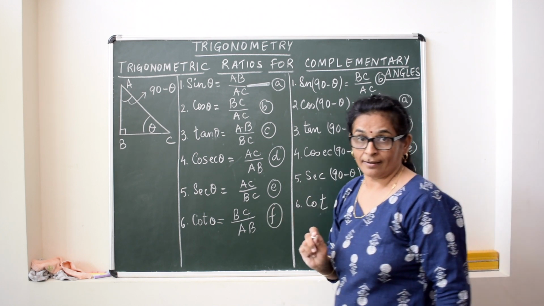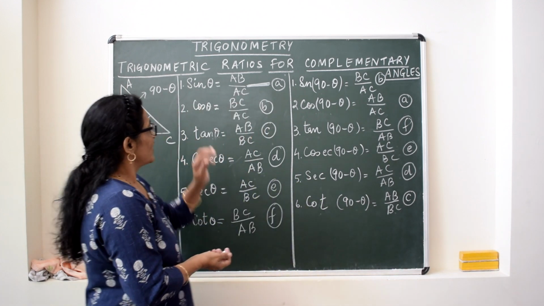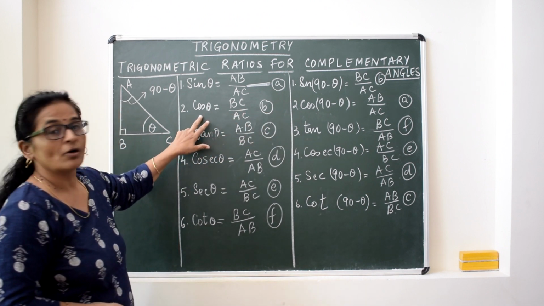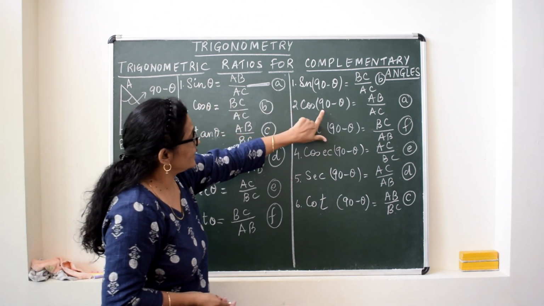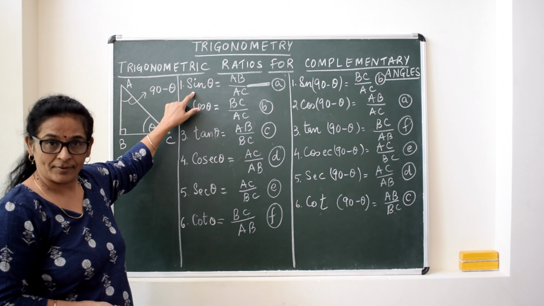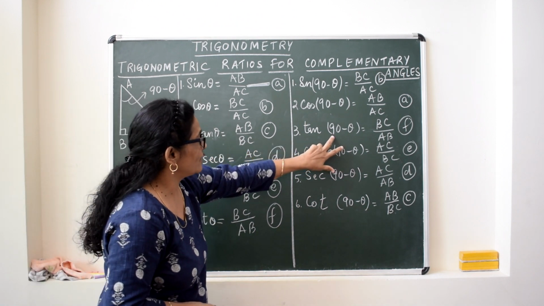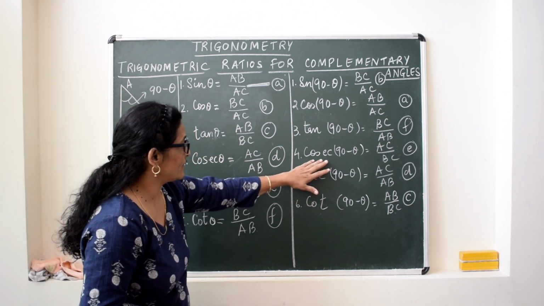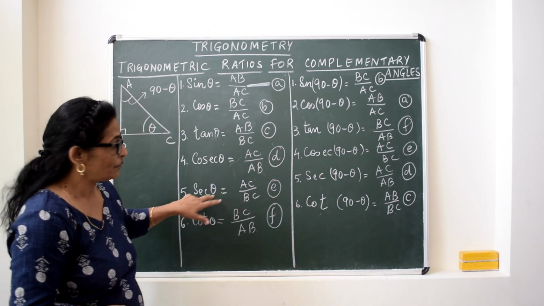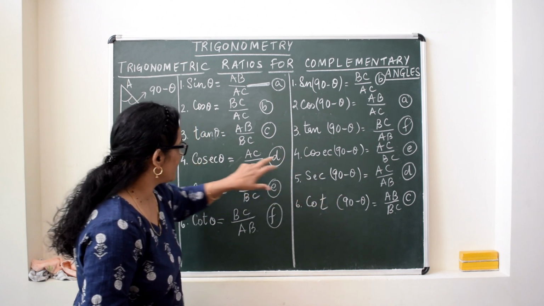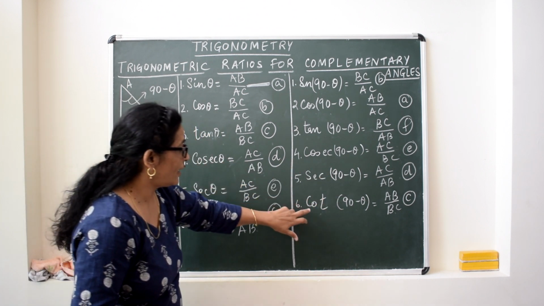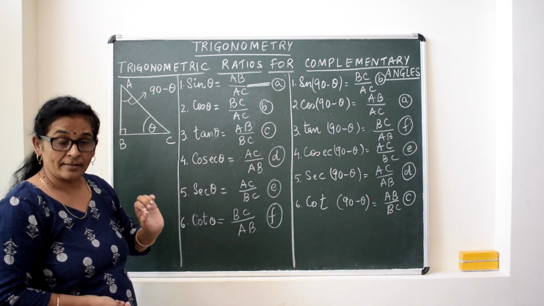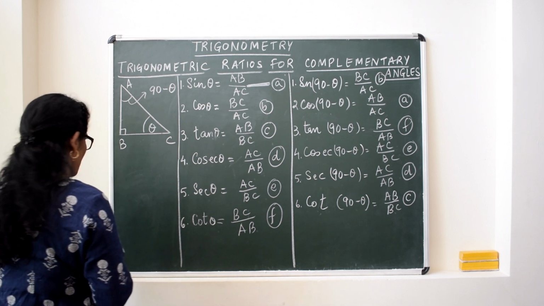What does it mean? It means that sin 90 minus theta is equal to cos theta. Cos 90 minus theta is sin theta. Then tan 90 minus theta is cot theta. And cosec 90 minus theta is sec theta. Then sec 90 minus theta is cosec theta. And cot 90 minus theta is tan theta. These are the relations which we can write like this.